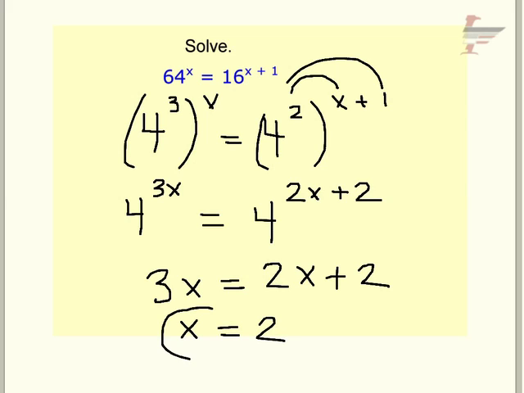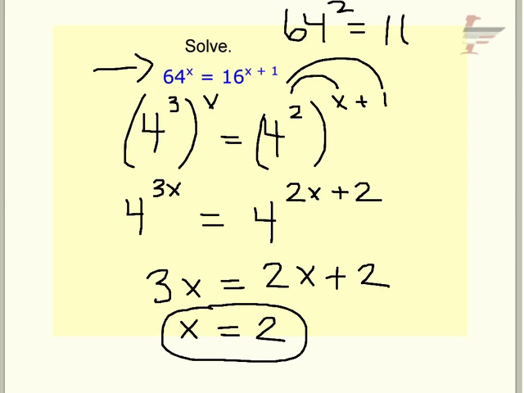Now just like with previous chapters, we have to check our answer because it could possibly be extraneous. And you can just mentally check that. But remember to go up to your original equation and check it. So if I do 64 squared, I want to see if that's equal to 16 to the 2 plus 1. And yes, 64 squared equals 16 cubed, so it works out. So make sure you check it.